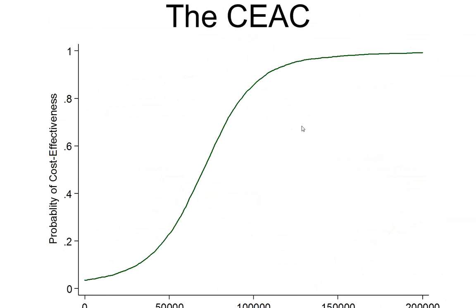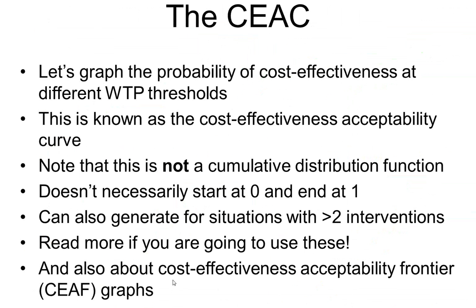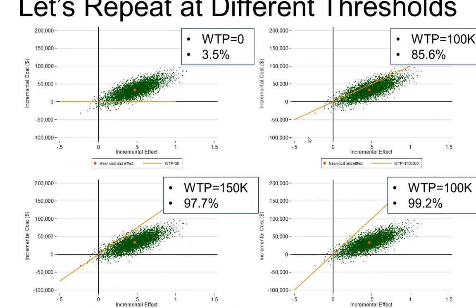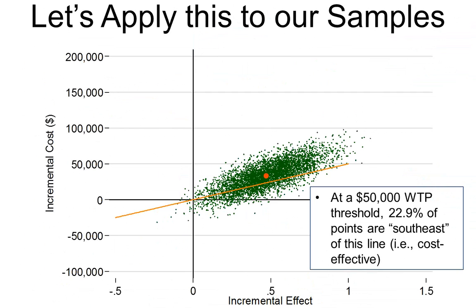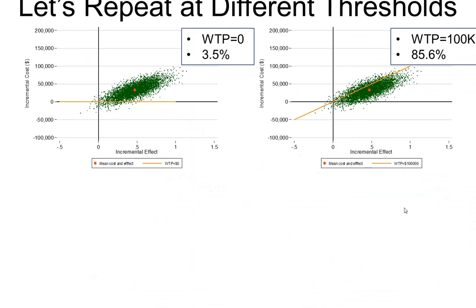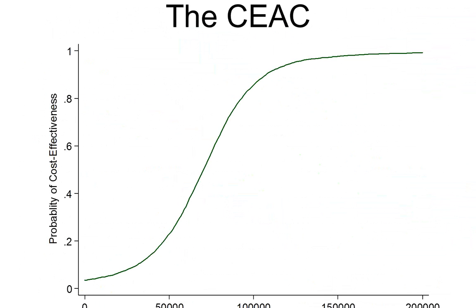Again, we said that at $50,000 per quality, we had 22.9%, just about 23% of the points below this line. And if we go back to the curve, we can see at $50,000, we're going to have about 0.23 probability of cost effectiveness. At $200,000, we're very close to 99%, and so on. So we just take each of those points and we graph them, and we get a cost-effectiveness acceptability curve.